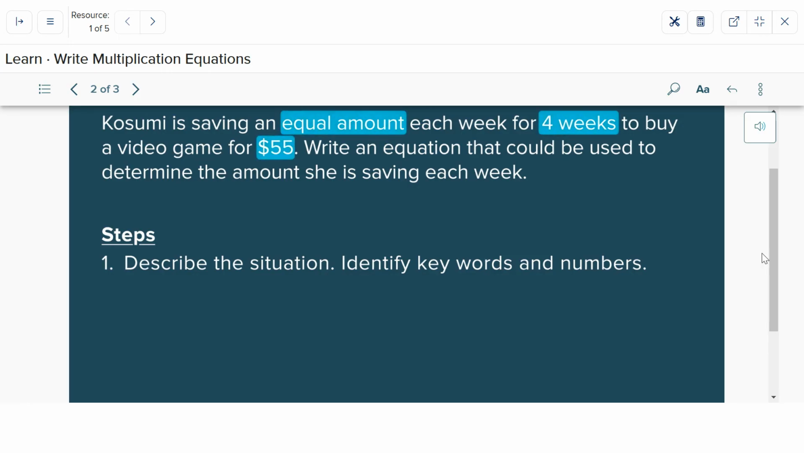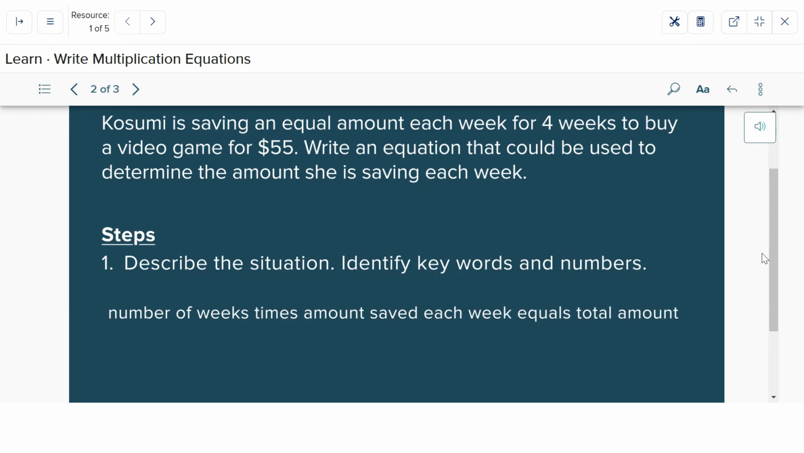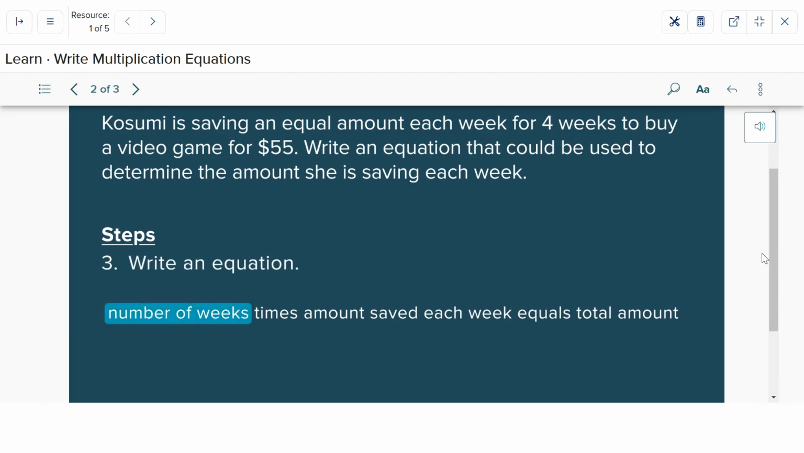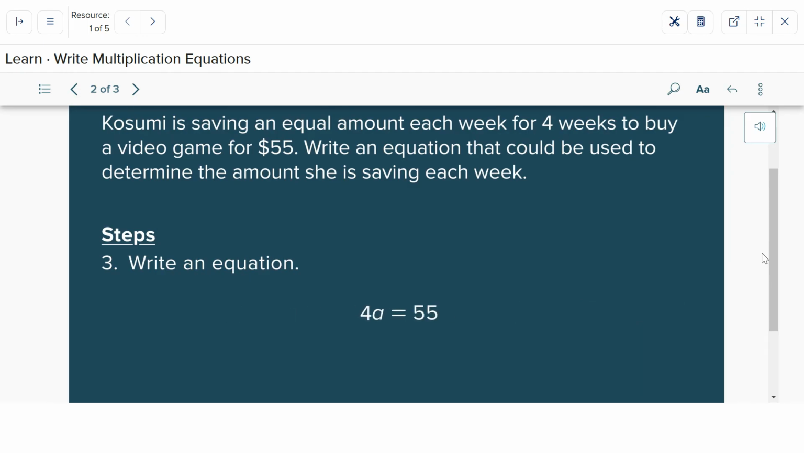Next, use the key information to model the problem with words. Kosumi is saving an equal amount each week. Combining equal amounts involves multiplication. So, the number of weeks times the amount she is saving each week is equal to the total amount she will save. Now, define a variable to represent the unknown amount. Let the variable a represent the amount saved each week. Finally, use the word model to write an equation. The number of weeks Kosumi is saving is 4. The amount she is saving each week is represented by the variable a, and the total amount she will save is $55. So, an equation that models the situation is 4a equals 55.